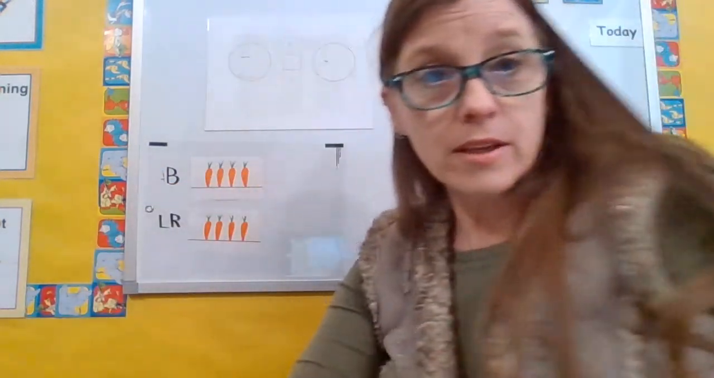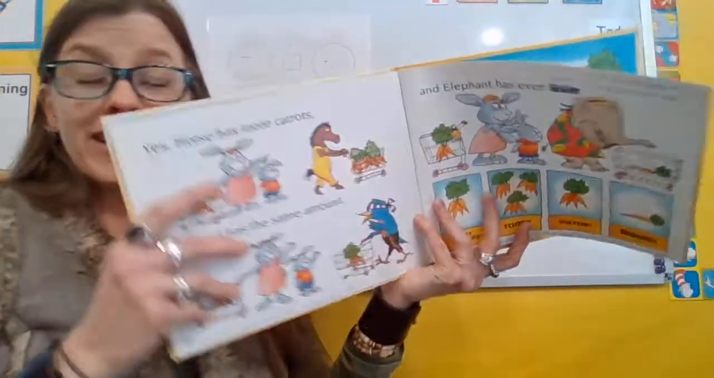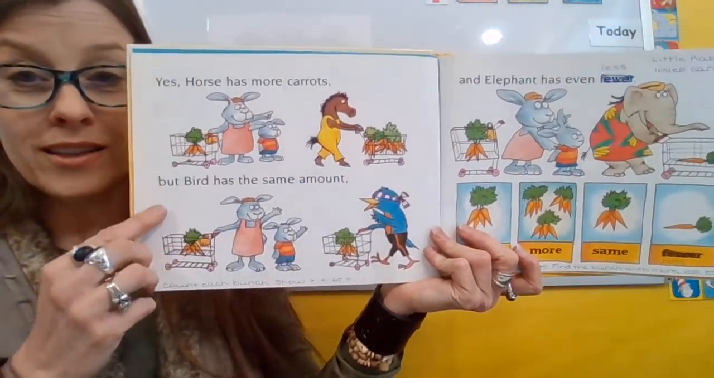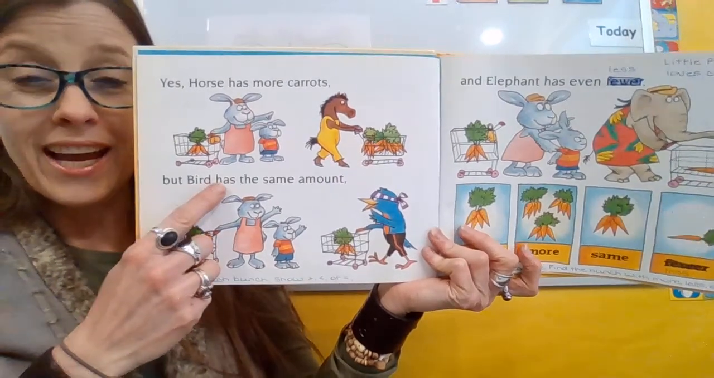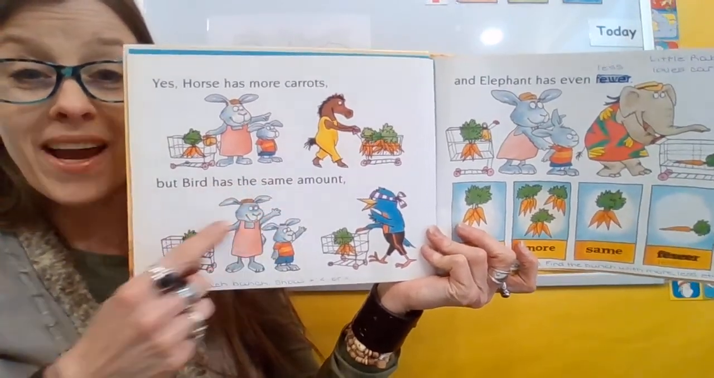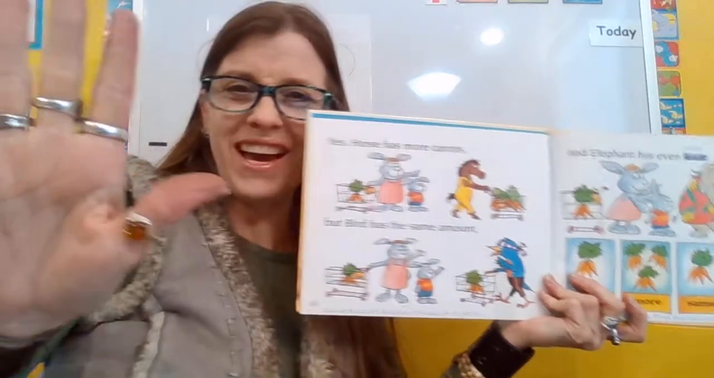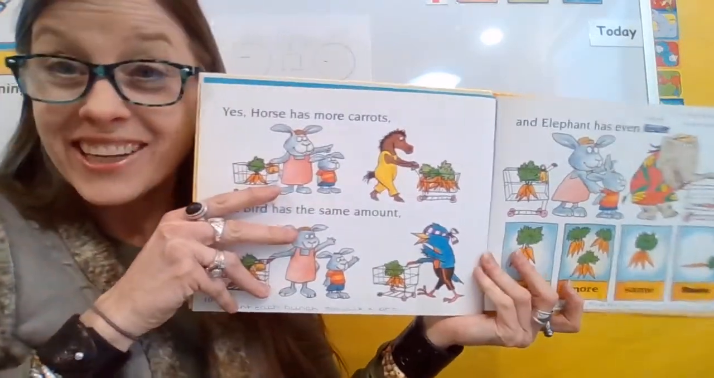We don't have much longer. We're about to run out of time, so we got to keep working so we can get our earned free time. Look. Bird has the same amount as little rabbit. High five, guys. We got it right.